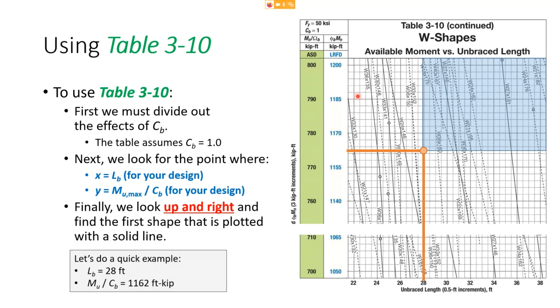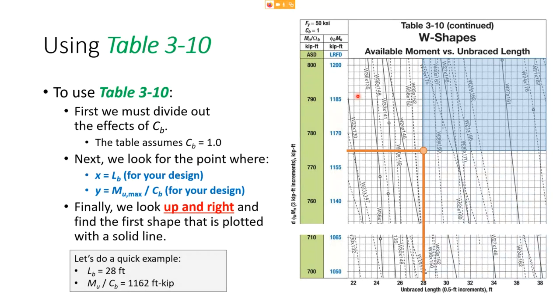Everything that's up and to the right. The reason why you're looking up is because everything that's up is a section that has a larger moment capacity than 1162. If you're designing the beam for 1162, obviously you want a section that has a capacity either equal to or higher than that, hence why you're going up. The reason why you're going to the right is, remember, as the unbraced length goes up, the beam gets weaker. So safe sections to pick are going to be to the right. So up and to the right.